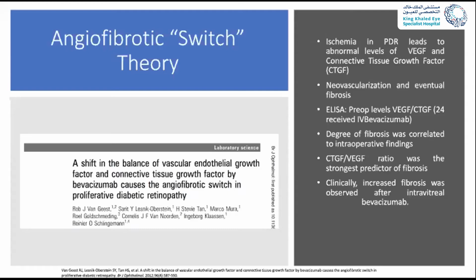And they correlated these levels with the degree of vitreoretinal fibrosis, as they had determined clinically and intraoperatively. They were able to conclude that the ratio between connective tissue growth factor and vascular endothelial growth factor is a strong predictor of vitreoretinal fibrosis in PDR. And this showed that intravitreal anti-VEGF treatment caused the increased fibrosis in these diabetic patients.